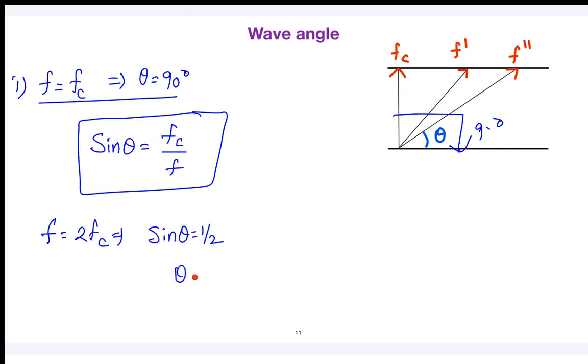So what is the reference here? The cutoff frequency is assumed to have a wave angle of 90 degrees, and based upon the cutoff frequency, the wave angle can be defined using this formula: sin theta is equal to fc by f. And one more point you have to remember. What is that point? The wave angle depends on the mode of operation.